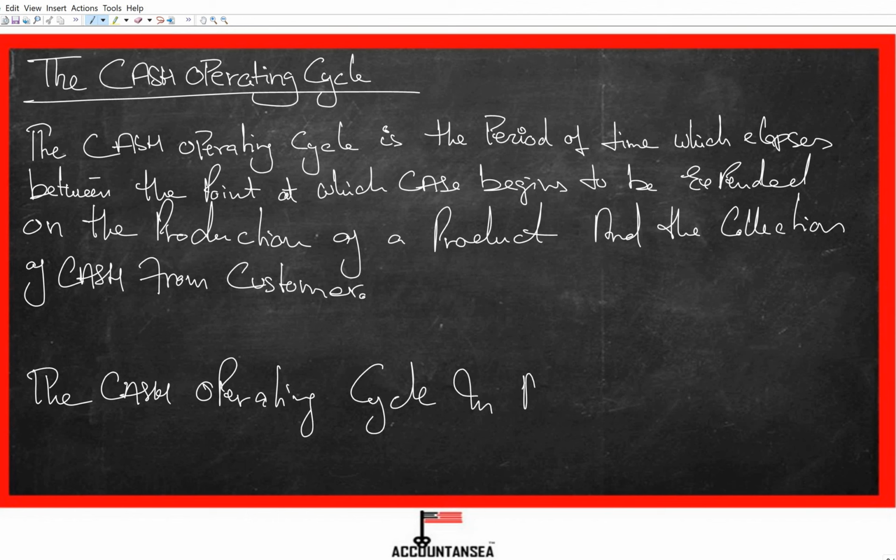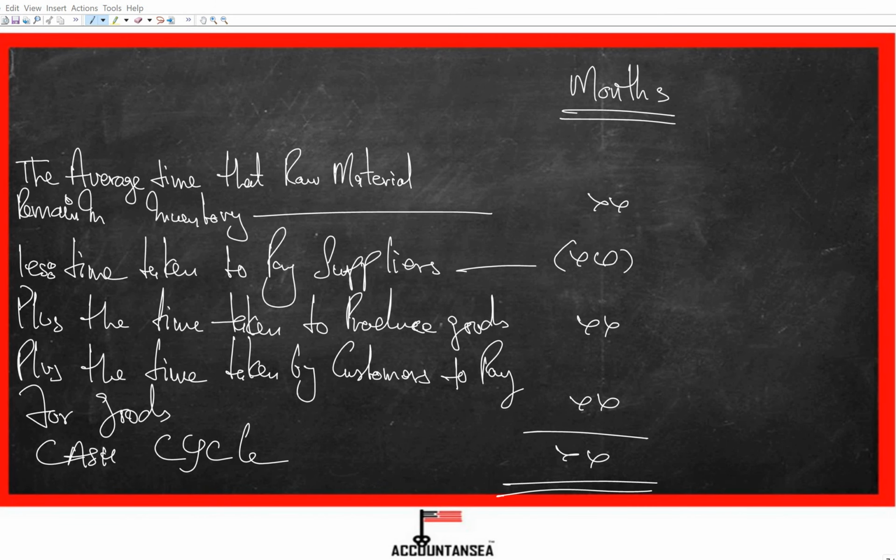The cash operating cycle in a manufacturing business is equal to the average time that raw materials remain in inventory, less the time taken to pay suppliers, that is the period of credit taken from suppliers, then add the time taken to produce the goods plus the time taken by customers to pay for the goods, and finally we get our cash cycle.